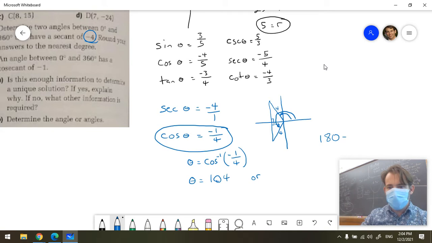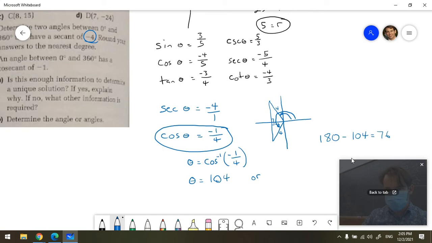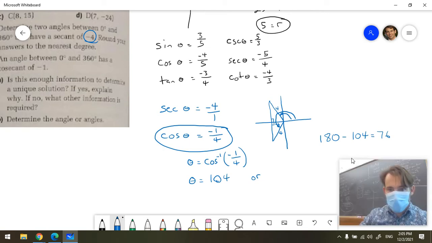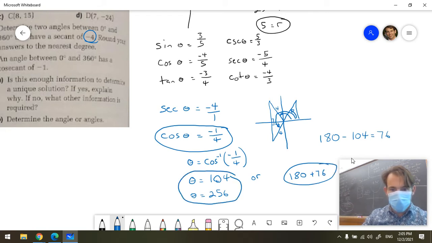180 minus 104 is the related acute angle. So that was 76. See, that's the related acute angle, this angle over here, 76 degrees. Now if I do 180 plus 76, it gives me the other value of theta. So 180 plus 76 is theta equals 256. Just 180 plus the related acute angle, the reference angle, gives me this. Here are my two answers: theta is equal to 104 or 256. Oh, I forgot to guess first. I missed a chance to do some learning.